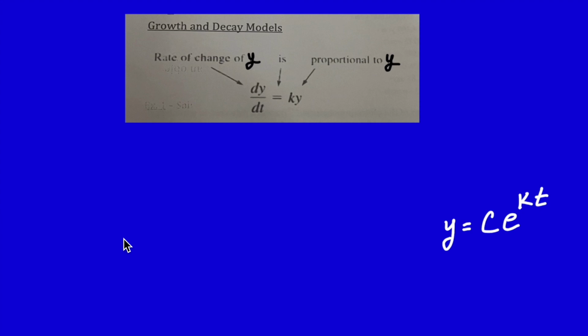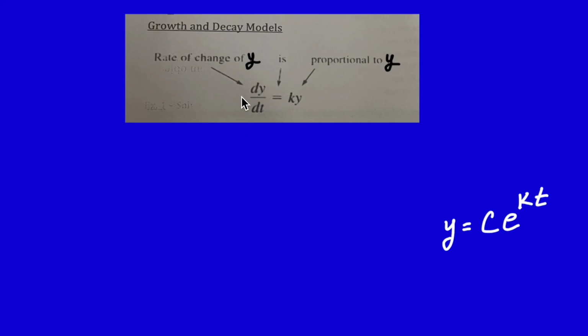When you deal with growth and decay problems, they're going to tell you in the problem that the rate of change of a variable is proportional to that variable itself. Or they may just say that this model follows the rules of exponential growth. If they say that in the problem, this is the formula that applies.